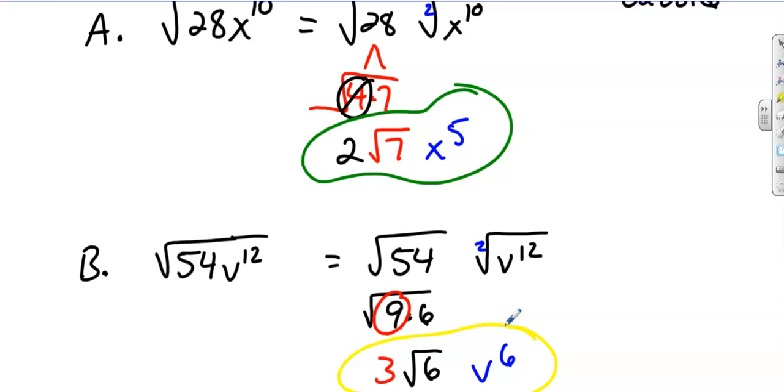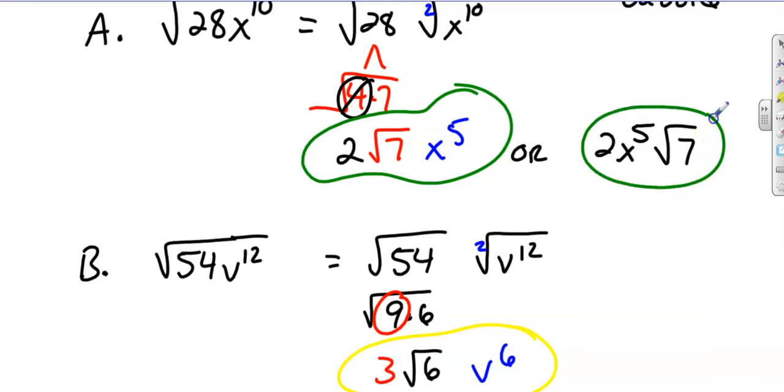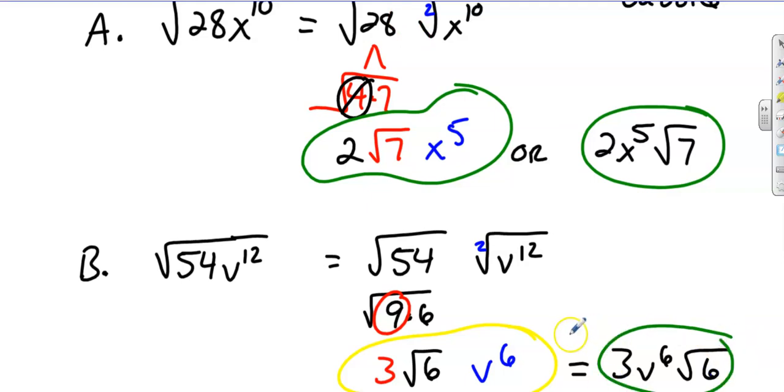Now, depending on the problem, they shouldn't count this wrong, but they may also let you rewrite this as like 2x to the 5th square root of 7. So that may be an option for an answer also. They may take everything that you would break out of the exponents or out of the radical and put it in front, and then anything that's left over on the inside would then go on the end of it. So like this one, it could be 3v to the 6th square root of 6. So they could have you rewrite it in either one of these two ways.